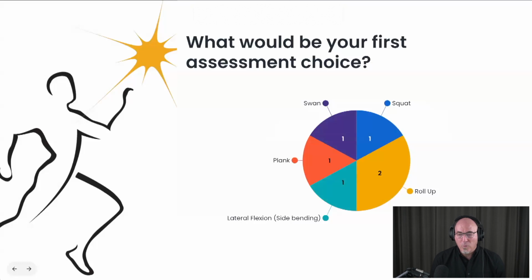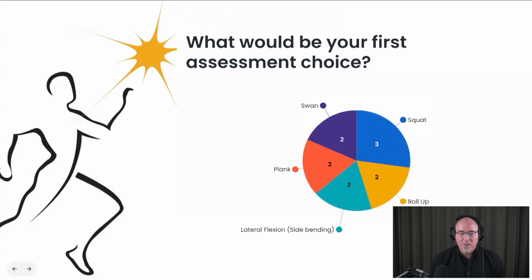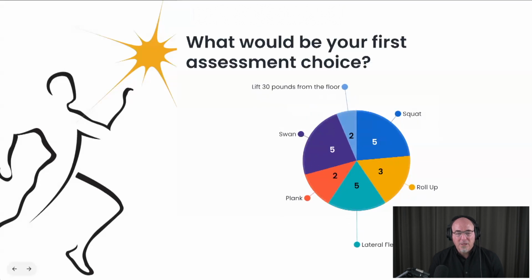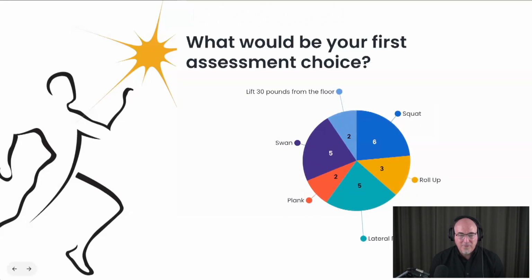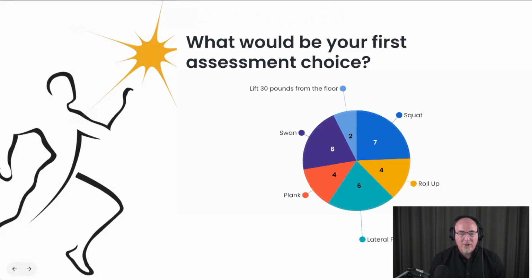And let's see how you weighted out on the 5 possible tests that I put up there. This is not exclusive by any means. This is just looking at what we saw with her. I'm curious what you think would be the most important ones for her. Right now I'm seeing some nice division in there. I think that's good. I see squat, lateral flexion, and swan are pretty heavy. That's great.